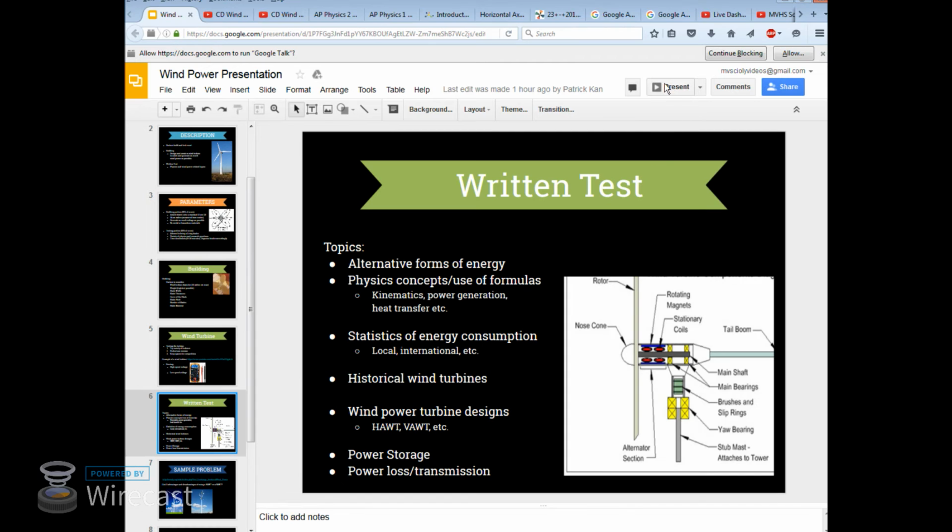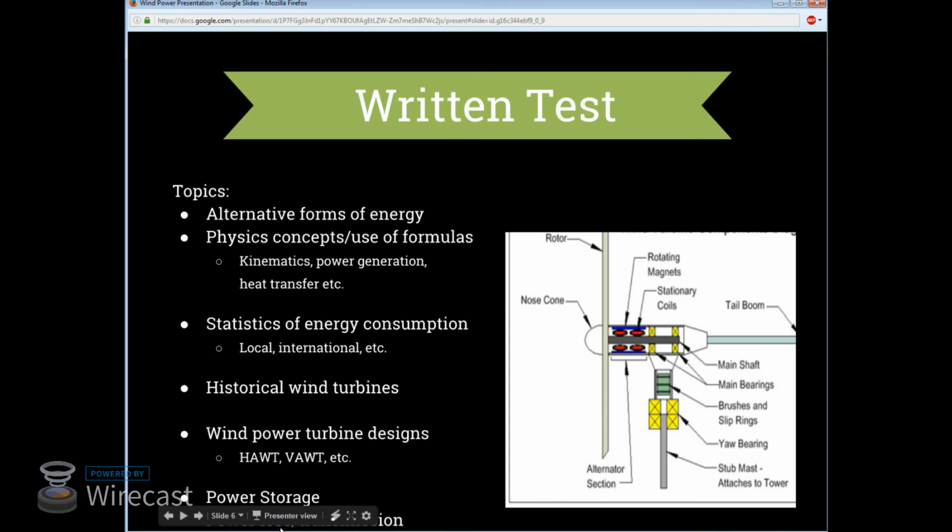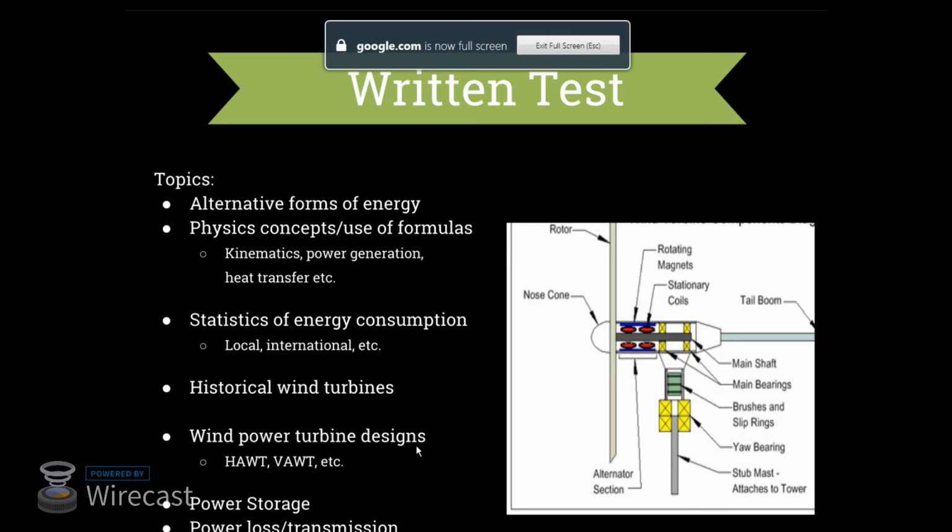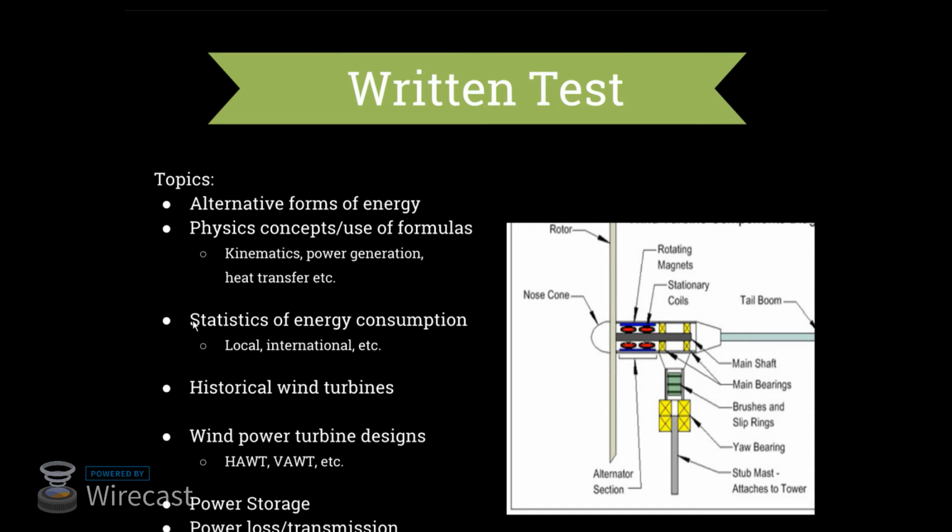And going back to the written test. You should also keep track of statistics of energy consumption, which will be part of your 3-ring binder. There are a lot of statistics, which is why you're going to need to create a large binder so that you can keep statistics of local energy consumption, international energy consumption.